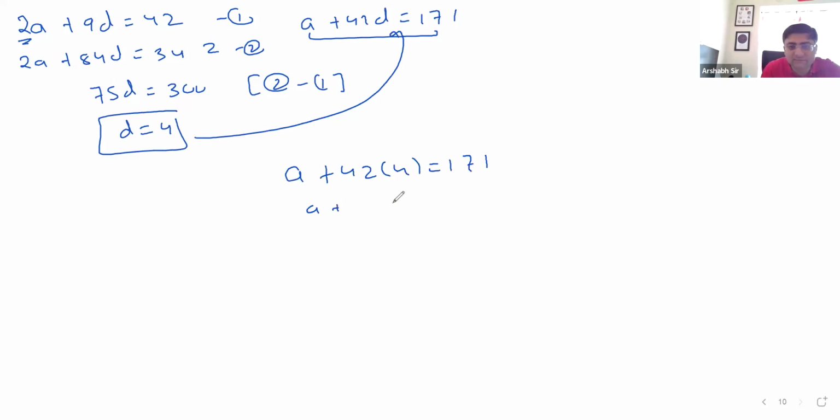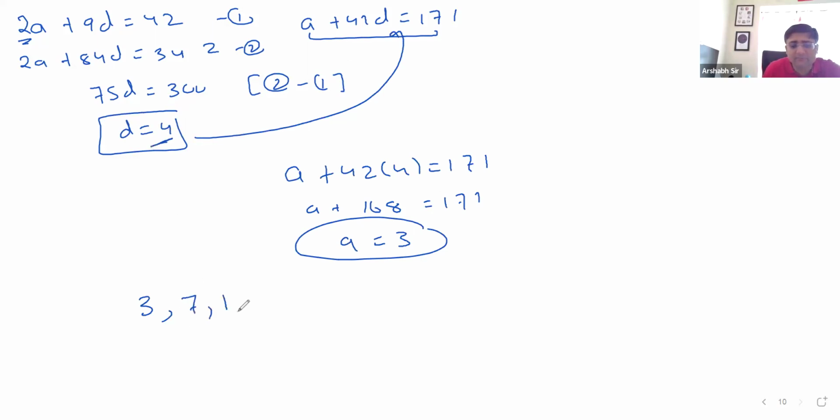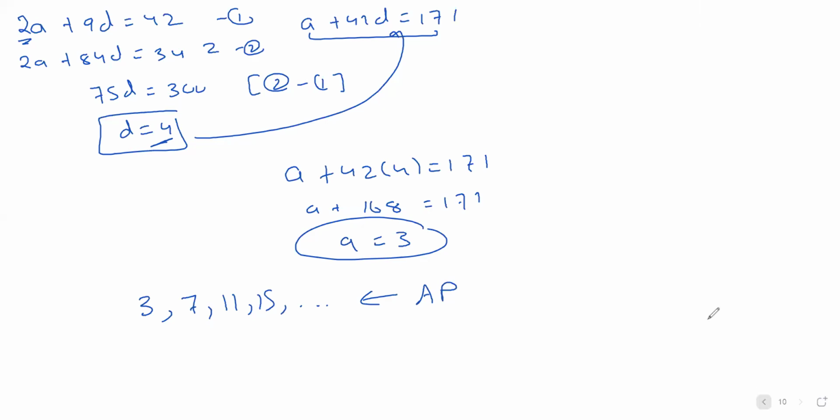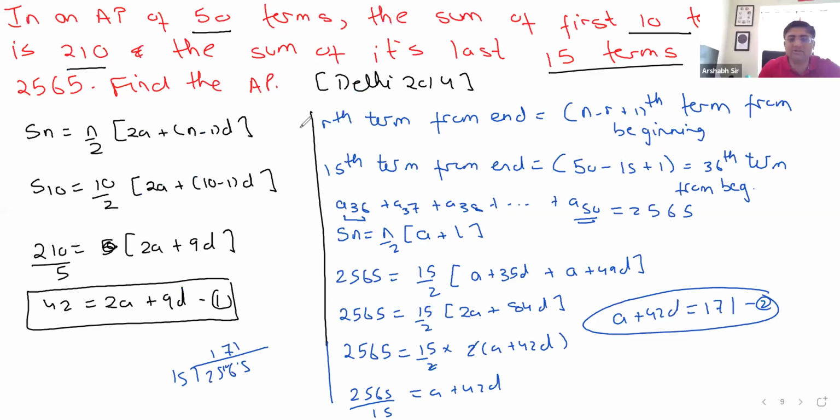So a plus 42d is 171. So a plus 168 is 171. So a is equal to 3. Is this clear? Right? Then what is my AP? a, and then you keep adding the common difference, +4, +4, +4. So this over here is my AP. All of you understood, beta, yes or no? Yes, sir. Fantastic. Make a note, beta. Keep this concept in mind.